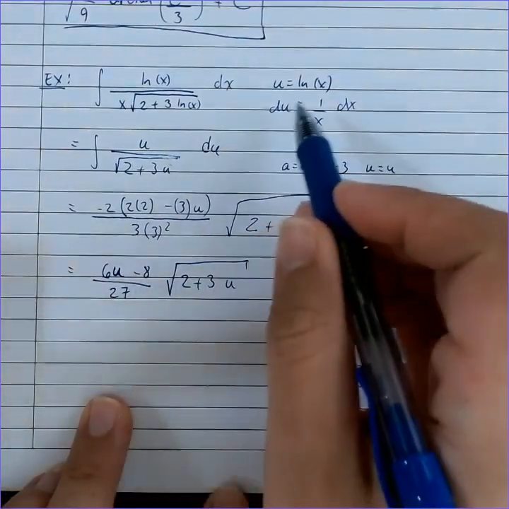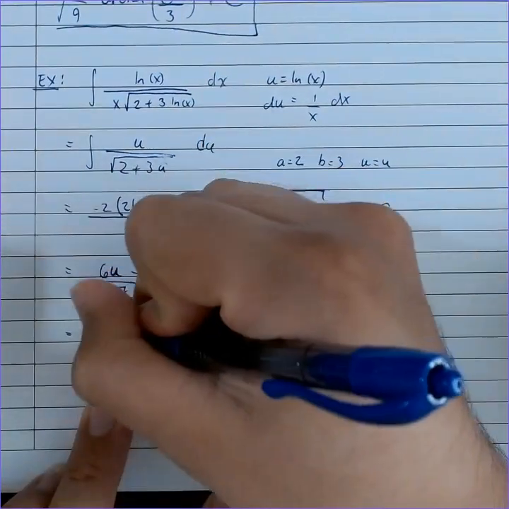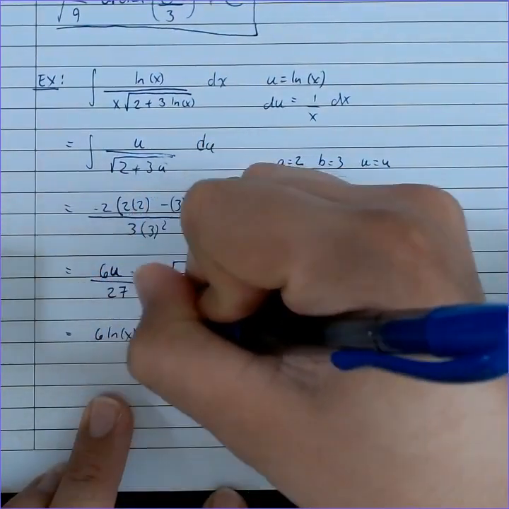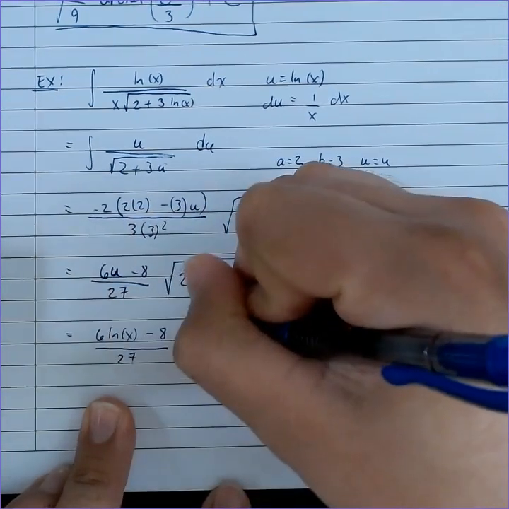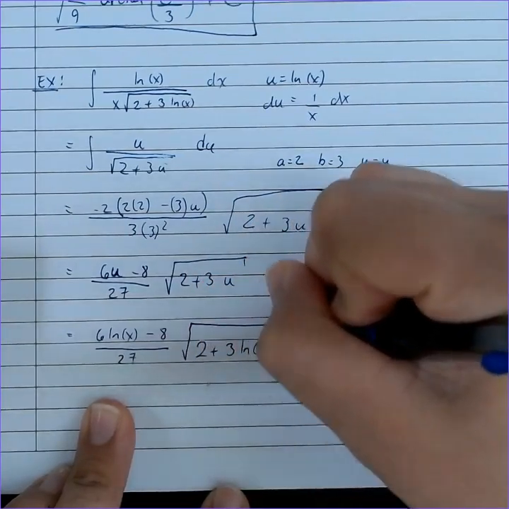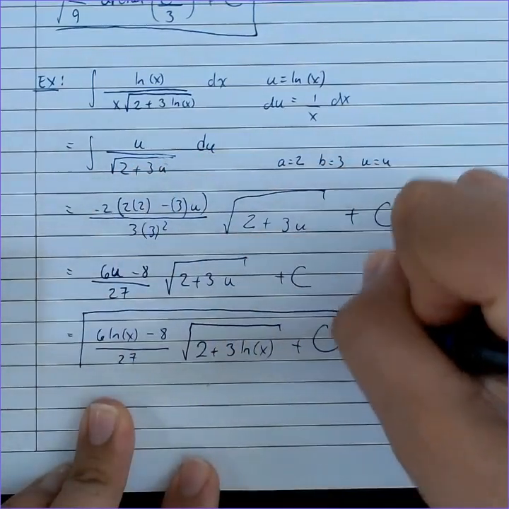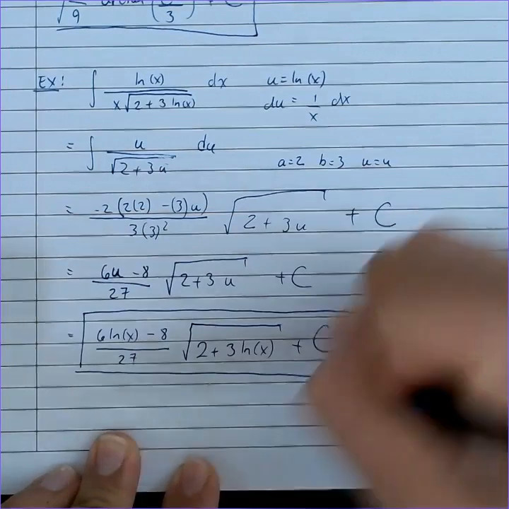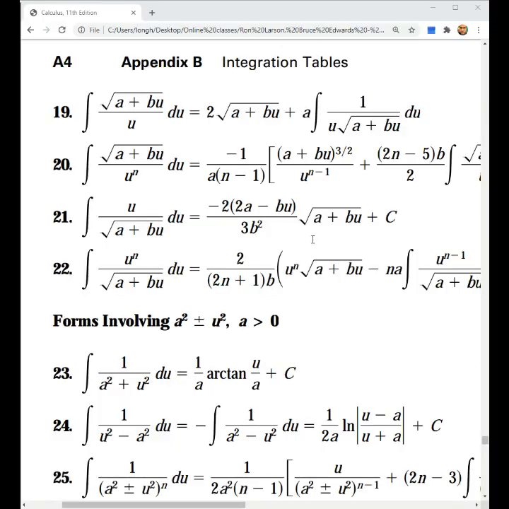Finally, u is the natural log of x, so that's the natural log of x. So that's going to be 6 natural log of x minus 8 over 27 times the square root of 2 plus 3 natural log of x plus our constant of integration. And all that came from just recognizing that formula number 21 here was the correct one to use.